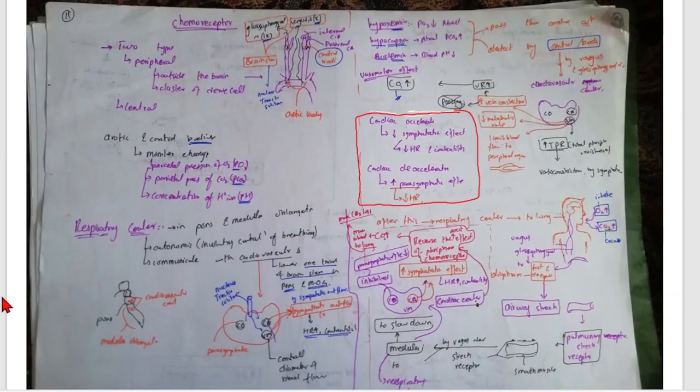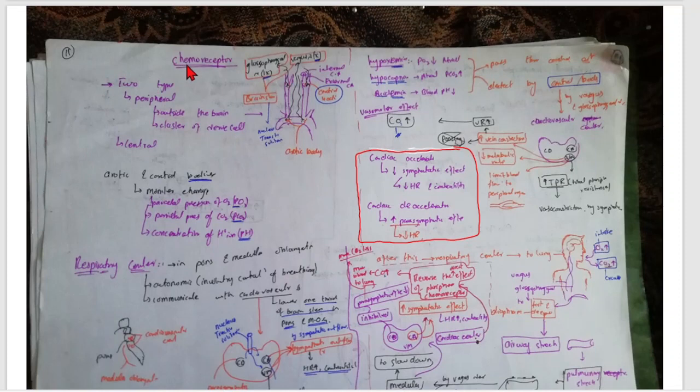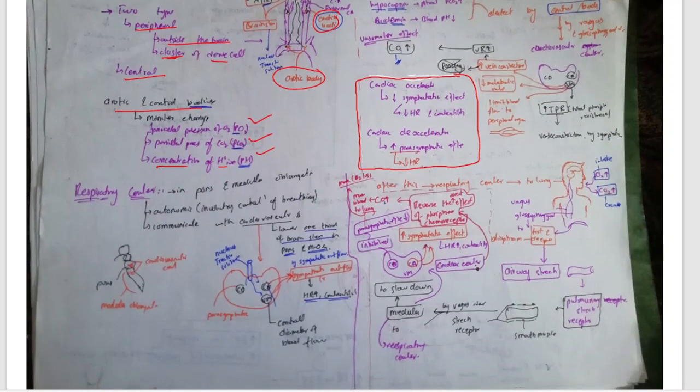Now let's explain it from our notes. First of all, the chemoreceptors: one is the peripheral chemoreceptor, another is the central chemoreceptor. They are present outside the brain, as clusters of nerves: one is the aortic body, another is the carotid body. The aortic and carotid bodies monitor the partial pressure of oxygen, the partial pressure of carbon dioxide, and pH, the concentration of hydrogen ion.